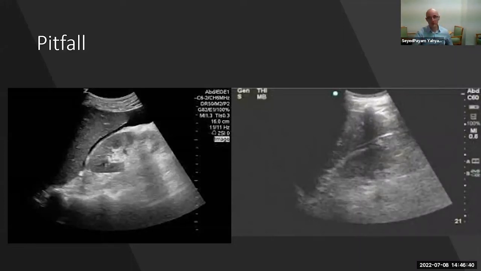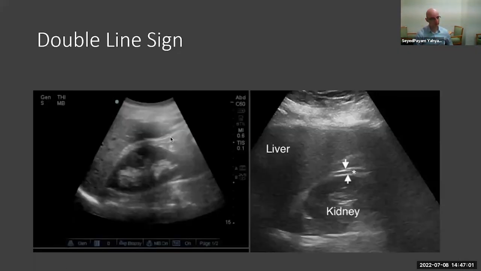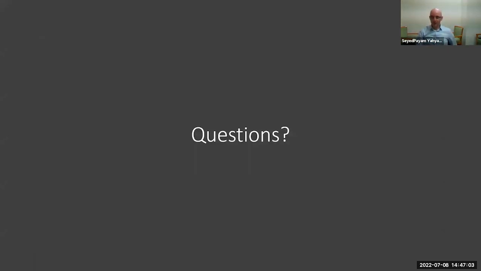But there's a lot of acoustic impedance difference between the fat tissue and the cortex, or the fat tissue and the liver tissue. So the interface between the liver and the fat, and the interface between the fat and the renal capsule, is going to be very, very hyperechoic. That's pretty much it. Any questions?